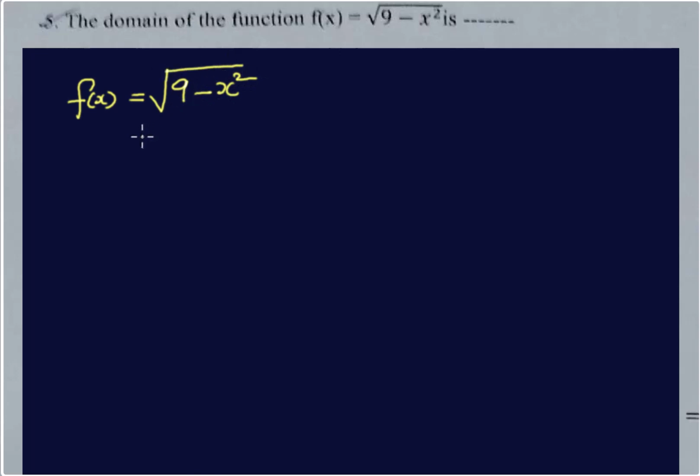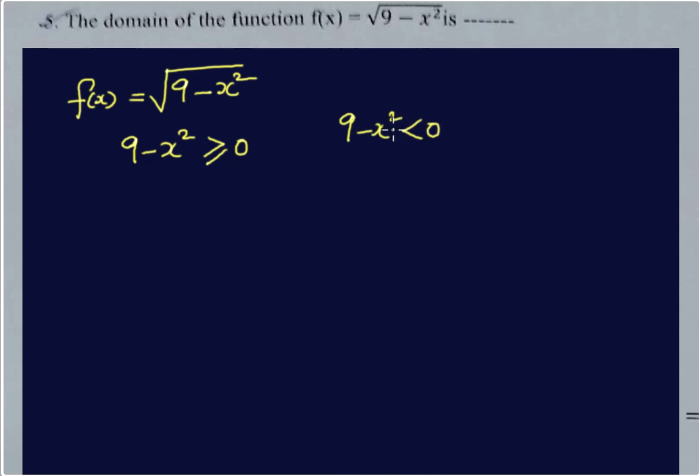So the given function is square root of an expression. Square root of a negative value is a complex number and is not defined in the real number system. So this function is defined as long as the expression 9 minus x square is greater than or equal to 0. That means the function is not defined for values of x which makes 9 minus x square less than 0.